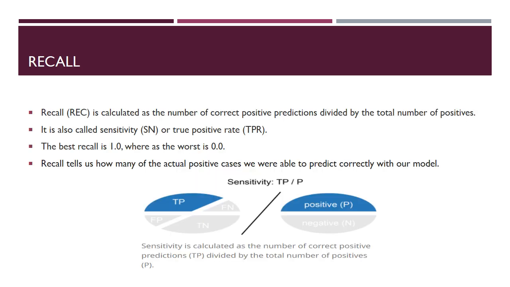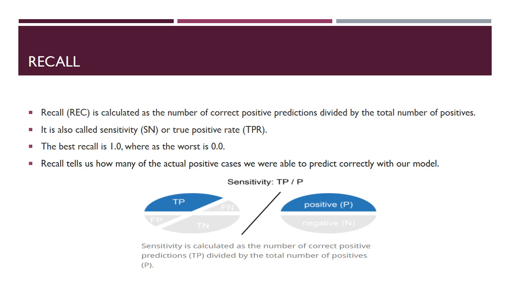So here come some more evaluation metrics. We have precision and recall. So let's first understand recall. It is calculated as the number of correct positive predictions divided by the total number of positives. It is also known as sensitivity. It ranges between 0 and 1. If the value is near 1, we will say that the model is performing good or we have a good recall. So recall tells us how many of the actual positive cases we were able to predict correctly with our model.